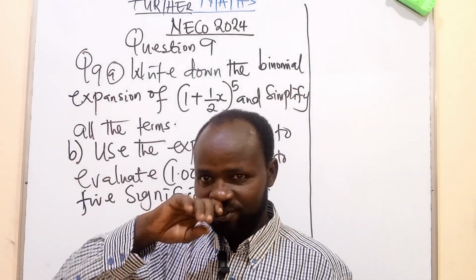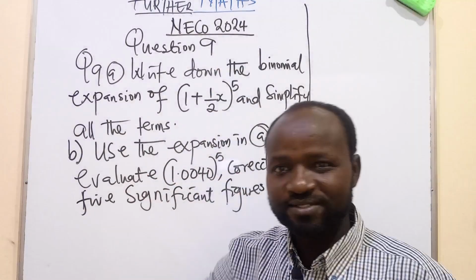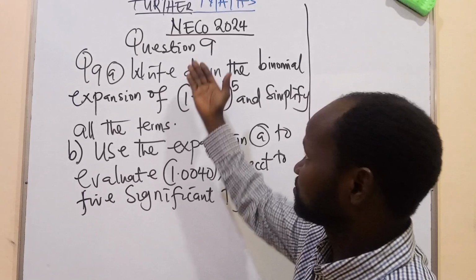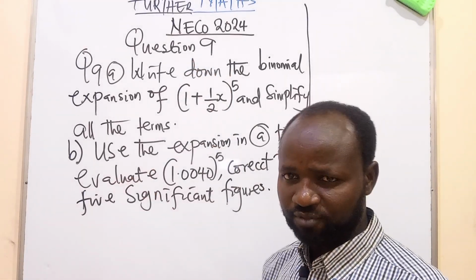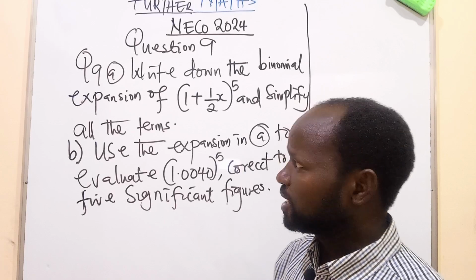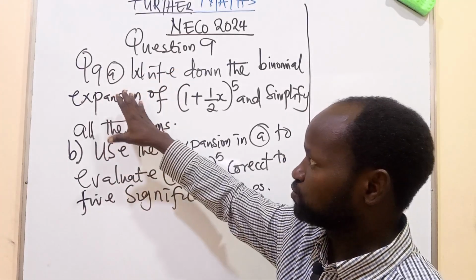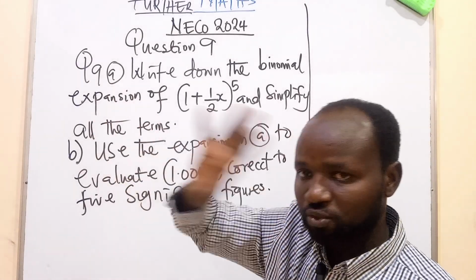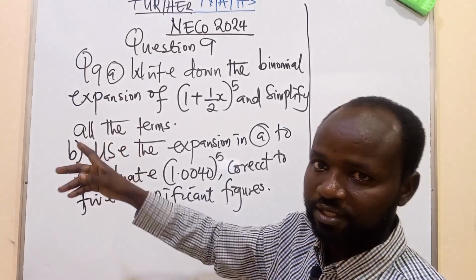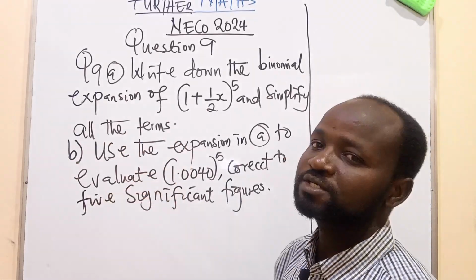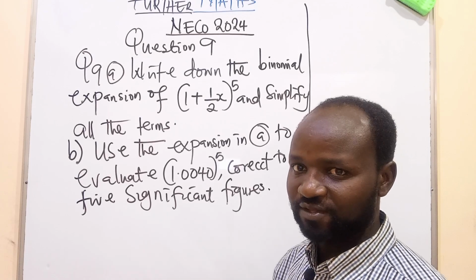Let's look at how we can solve this question before us. This is NECO 2024 and this is further mathematics. With us here is question 9a and 9b from the optional parts. This question 9 has got A, B, and C. I decided to put only A and B on the board because the question is very long. Let's look at how we can solve A and B. Then in my next video, I will solve 9C. Come with me as we solve this together.